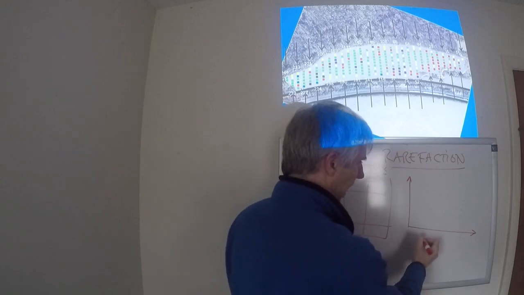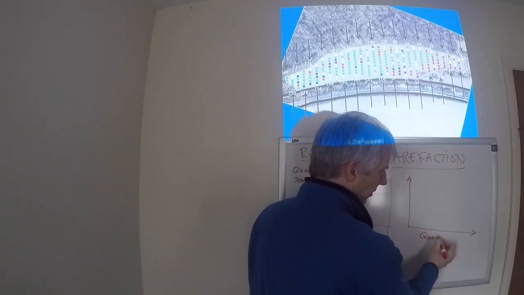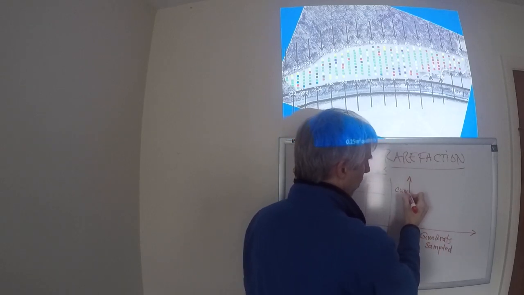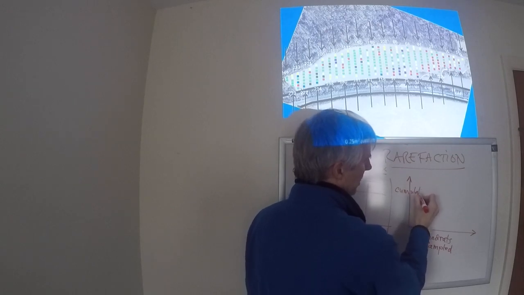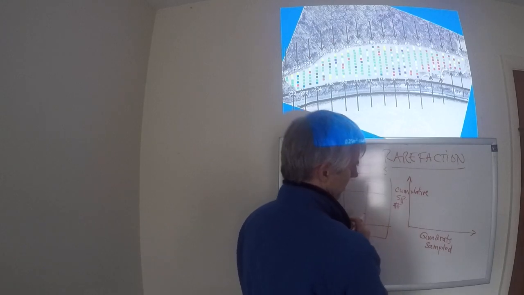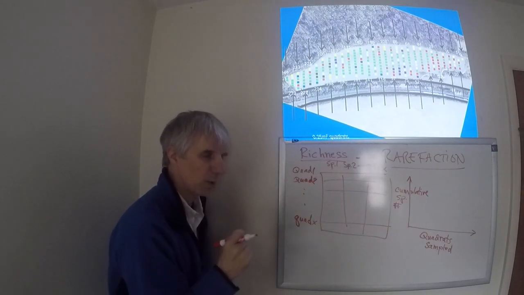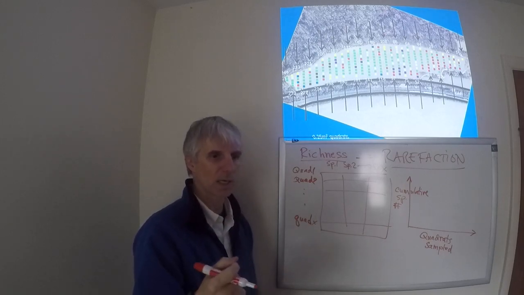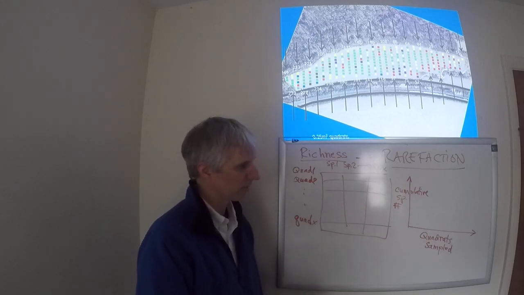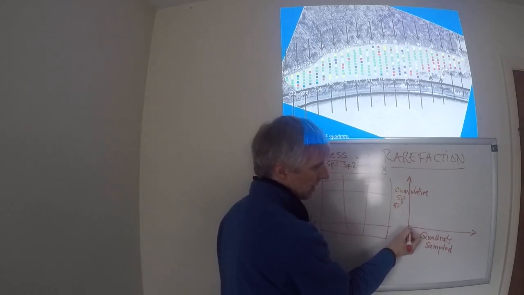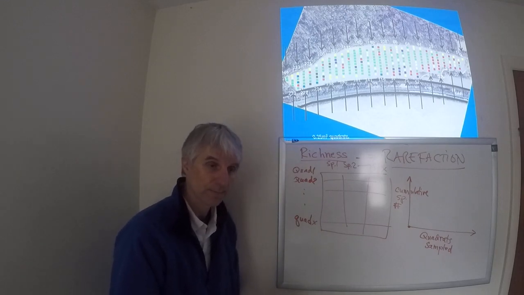Along the x-axis is quadrats sampled, and along the y-axis is cumulative species number. Okay? Cumulative meaning I'm just going to keep track of the total number of species that I've seen across a certain number of quadrats. So, for example, if I don't look at any quadrats, I don't see any species.